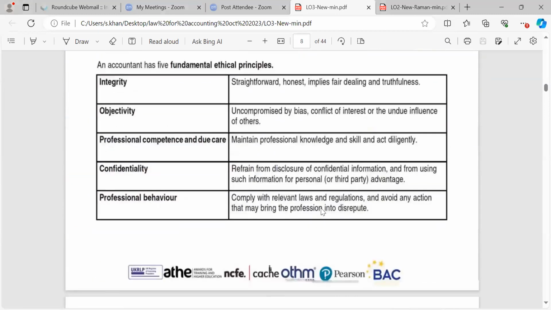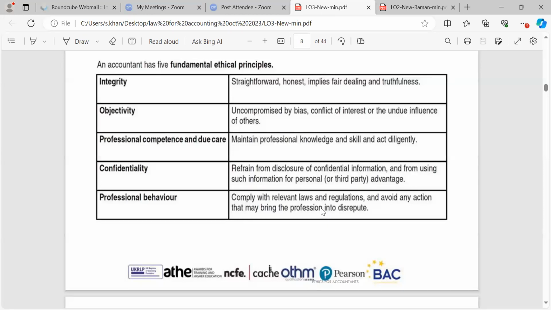Fundamental ethical principles. Integrity: straightforward, honest, implies fair dealing and trustworthiness. Objectivity: uncompromised by bias, conflict of interest, or the undue influence of others, which Violeta mentioned earlier on. Professional competence and due care: again, maintain professional knowledge and skill and act diligently. Confidentiality: refrain from disclosure of confidential information and from using such information for personal advantage. And professional behavior: comply with relevant laws and regulations.